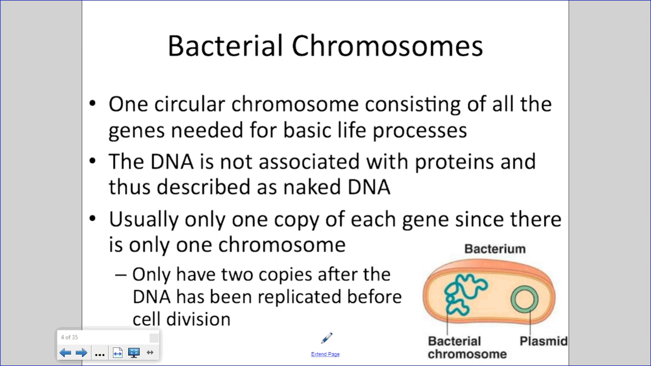So we'll start with bacterial chromosomes. Bacterial chromosomes have one circular chromosome consisting of all the genes needed for basic life processes. The DNA within these bacterial chromosomes is not associated with proteins and is thus described as naked DNA. There's usually only one copy of each gene since there is only one chromosome. Just remember that you can only have two copies after the DNA has been replicated, but before cell division.